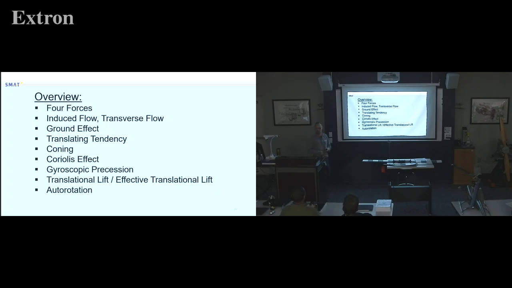Gyroscopic precession. Does anybody understand it? Okay. All right, and then we have translational lift versus effective translational lift. What is the difference? Which one's more effective? Effective, because clean air is now actually going through the rotor disc itself, okay, horizontally through the rotor disc.